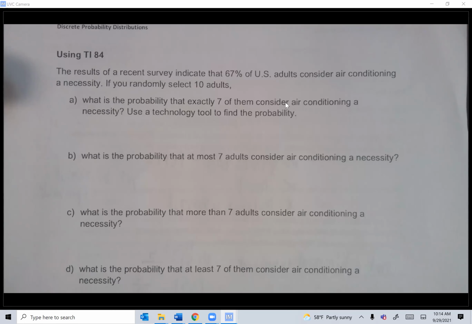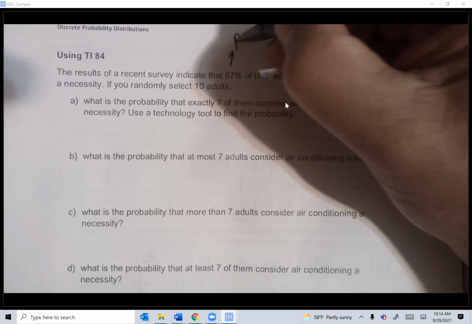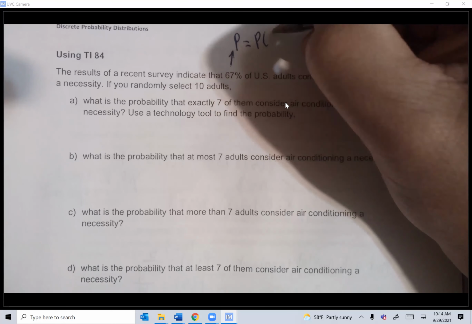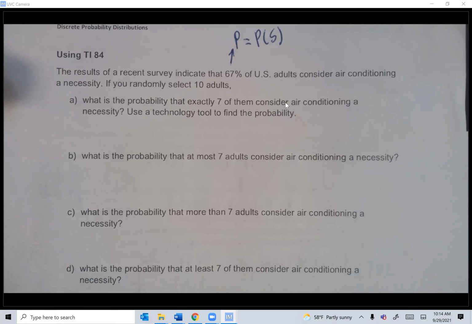The results of a recent survey indicate that 67% of US adults consider air conditioning a necessity. When you begin reading, guys, the first percentage he gives you, that's a probability of success. So that's P, which is a probability of success. If you randomly select 10 adults, that's your N, guys. So N is 10.